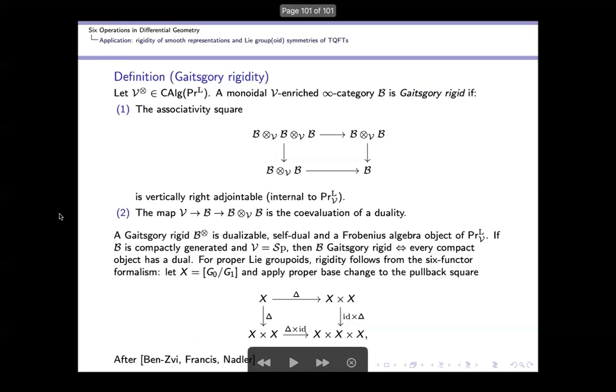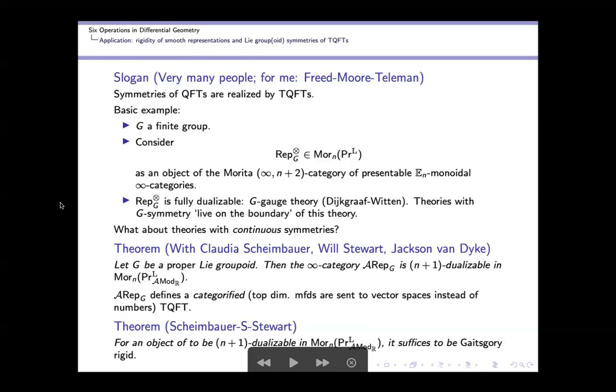Should I flash this? No, I will just. Yeah, if you want to know about that, you can ask me. I think we'll stop here.